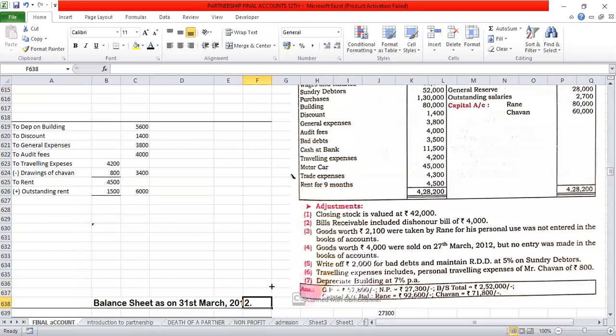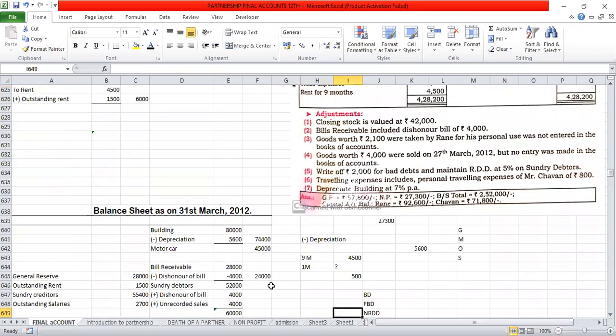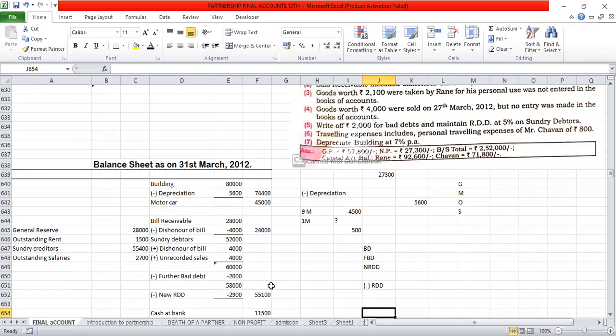Bad debt is 3,500. Further bad debt? 2,000. Plus new RDD. How much is the new RDD? 2,900. I have to take a total of this. The total comes to 8,400.